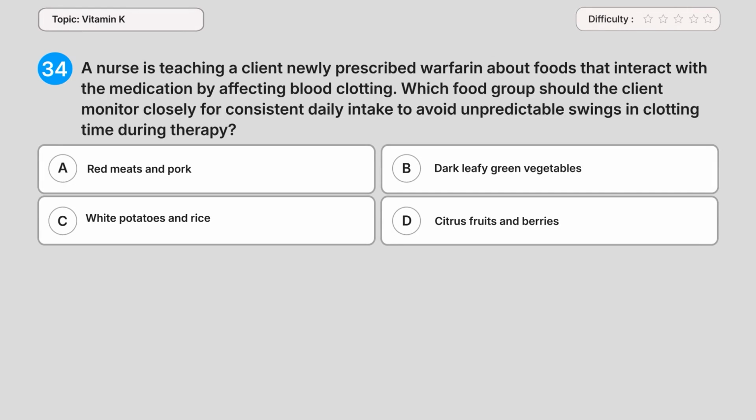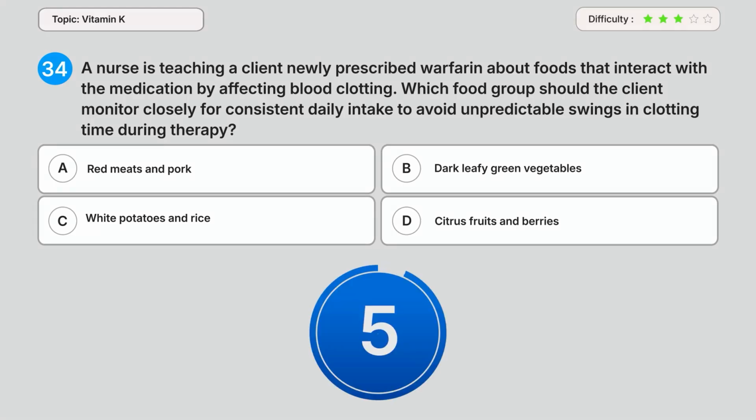34. A nurse is teaching a client newly prescribed warfarin about foods that interact with the medication by affecting blood clotting. Which food group should the client monitor closely for consistent daily intake to avoid unpredictable swings in clotting time during therapy? A. Red meats and pork. B. Dark leafy green vegetables. C. White potatoes and rice. D. Citrus fruits and berries. Can you guess the answer?